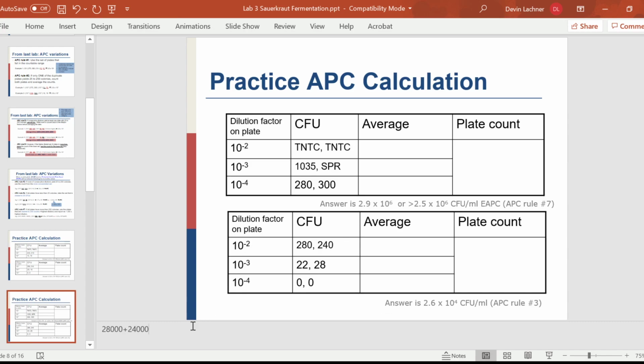Now, let's add our third number. So this is going to be the 22 times 10 to the negative third, so that's going to give us 22,000 plus now 28, and we do 3 zeros, so we get 28,000. So we add up all these numbers, and then we divide that by 4, and that's going to give us our average. And then we need to make sure that there's only 2 significant figures. 2.6 times 10 to the 4. CFU per ml is our answer then. Okay.